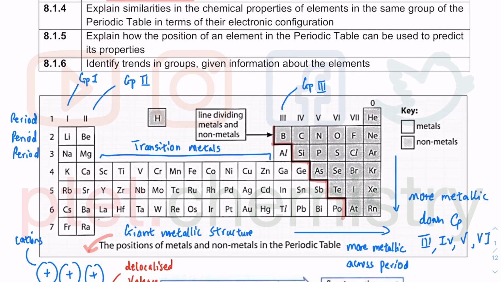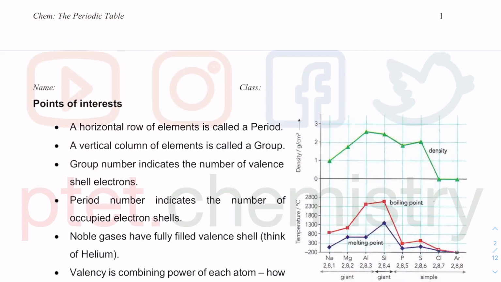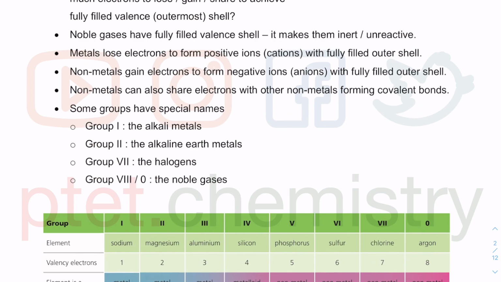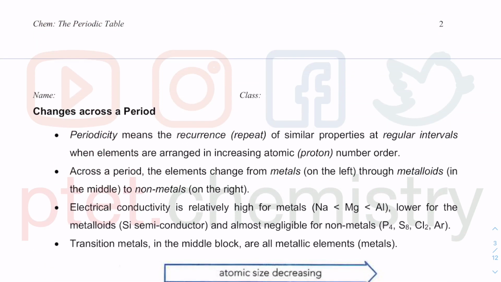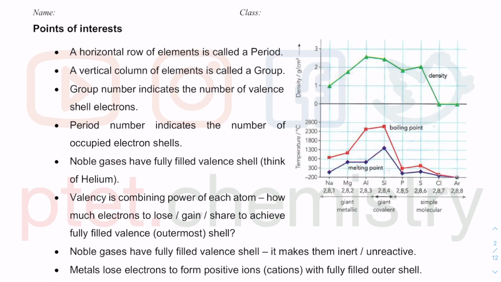We know that group 1 metals like to lose one outer shell electron. And if I go straight to the points of interest, which we will come back to in a little bit, let's just go through the points of interest straight away. As I did mention, a horizontal row of elements is called a period, so that's going across a period horizontally. Vertically, we are talking about group 1 all the way to group 8.